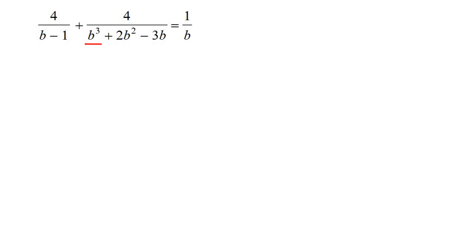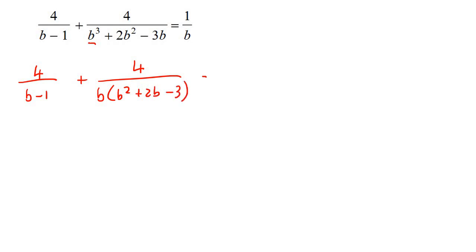So here we need to factorize. So let's go 4 over b take away 1 plus 4 over... Now, you could take out a common factor of b, and you'd be left with b squared plus 2b take away 3. Now, this might be able to factorize further because it's a trinomial. So we need to do that. You need to factorize it as far as you can.